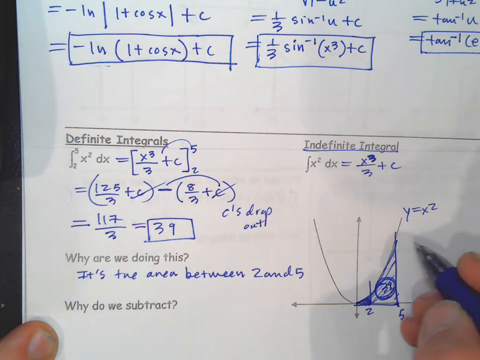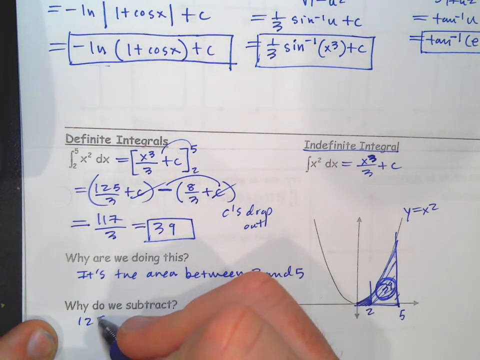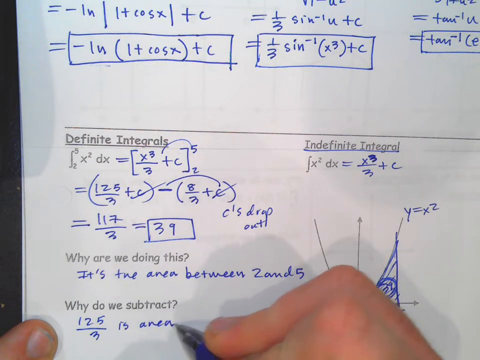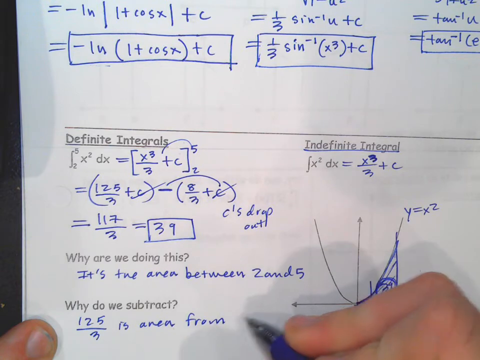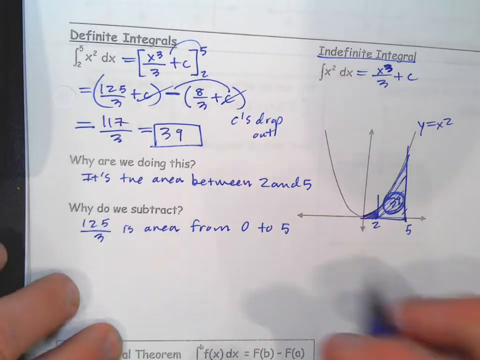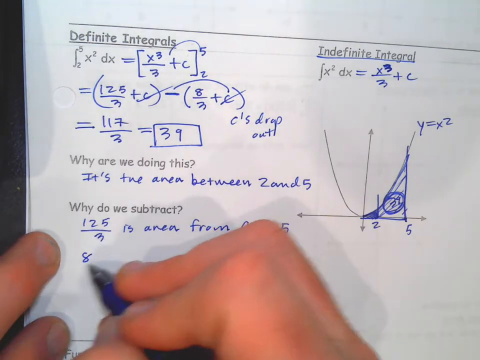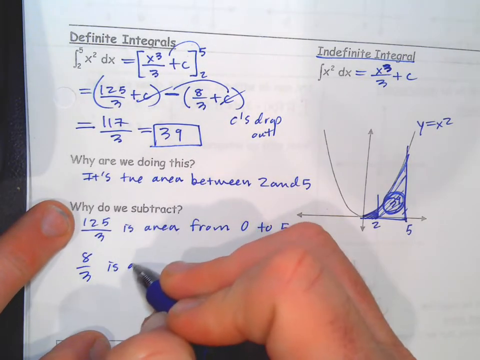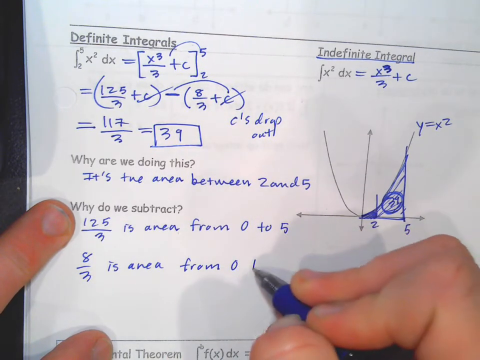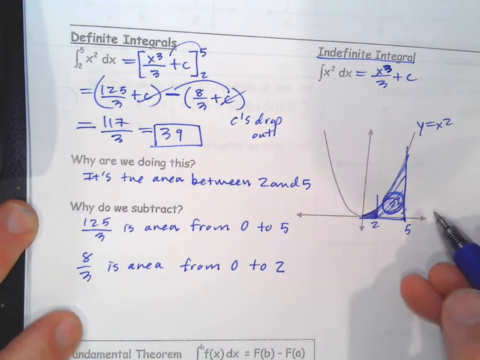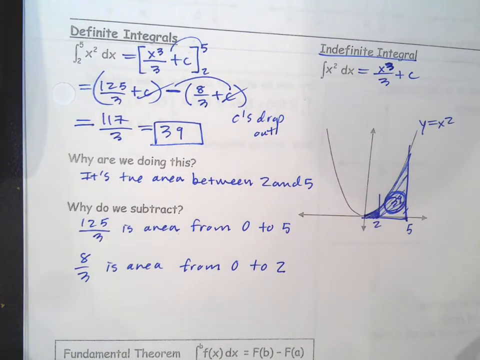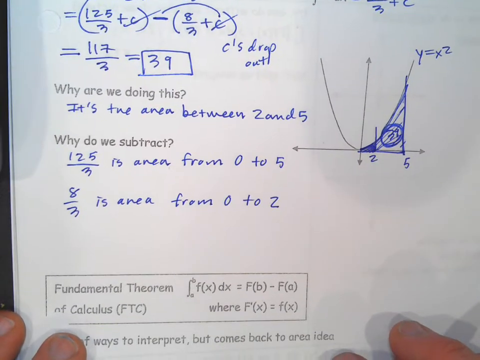Okay, why do we subtract? Because 125 over 3 is the area from 0 to 5, and 8/3 is the area from 0 to 2. So if we want it from 2 to 5, we subtract the small area from the big area. Perfect.